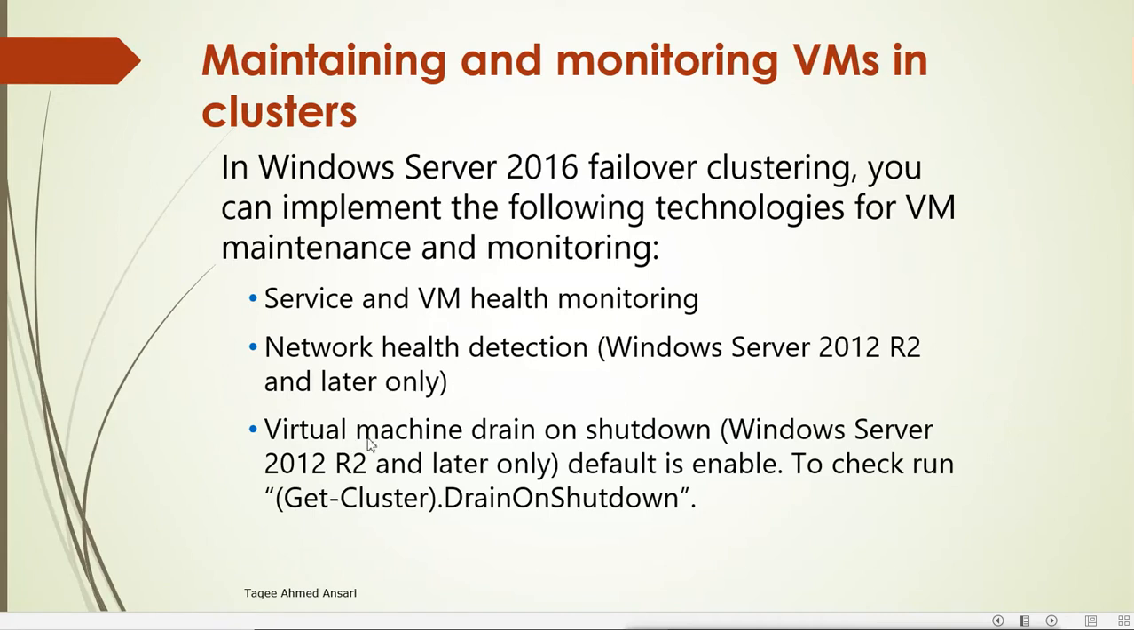Then we can use virtual machine drain on shutdown, which is also available only in Windows Server 2012 R2 and later. The default is enabled; this one is enabled by default. To check, run this command: Get-Cluster DrainOnShutdown option. It will show you whether this option is enabled or disabled. What does this option do? Virtual machine drain on shutdown means that when we shut down, it will drain all the virtual machines from that host.